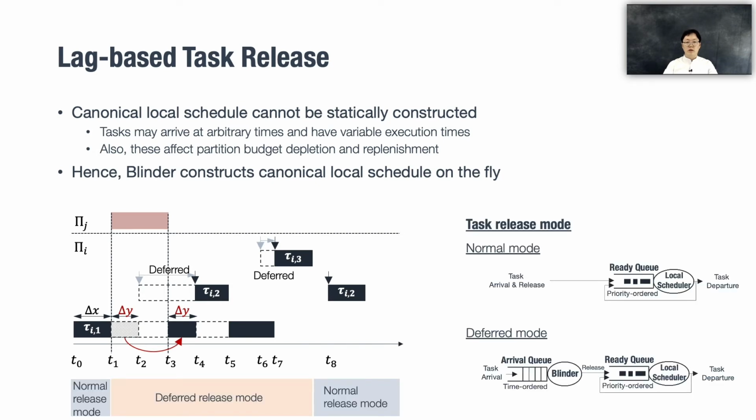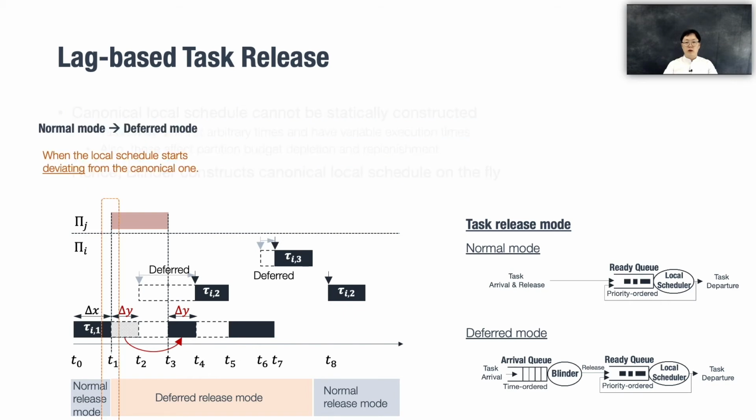For this, blinder maintains a state variable called task release mode for each partition. It can be either normal release mode or deferred release mode. When in the normal mode, it's basically the vanilla scheduler without blinder. Now, the partition enters the deferred release mode when it is being preempted by a higher priority partition. This is when the local schedule starts deviating from the canonical one. When in the deferred release mode, newly arrived tasks are put into the arrival queue and they are released later.